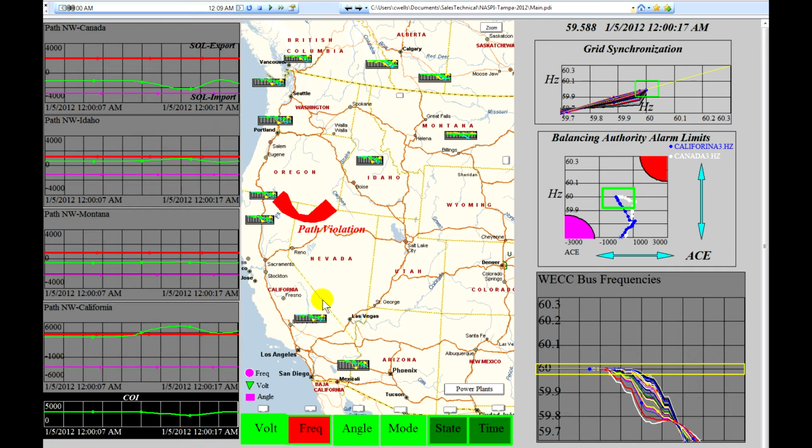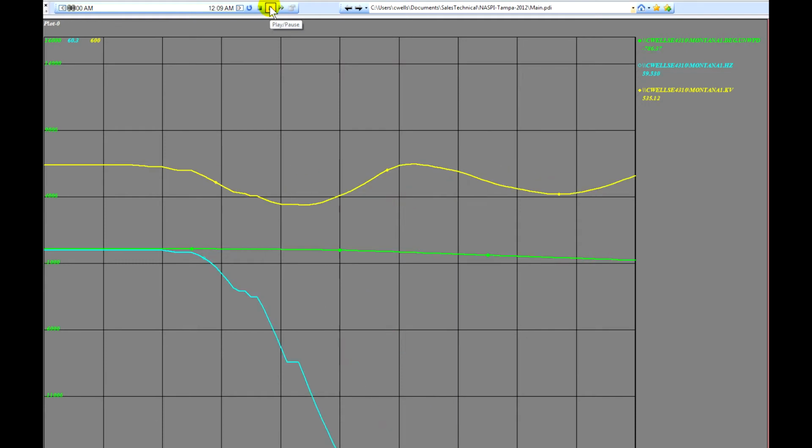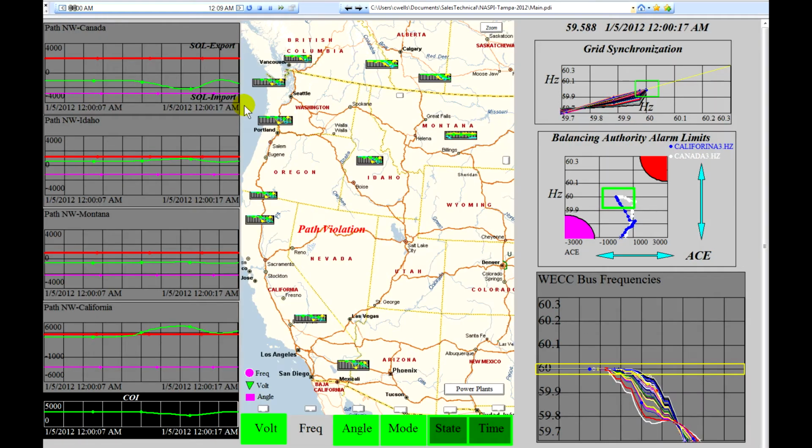The operator can click on any of the small icons to bring up current display and show the behavior of the system in real time. He simply double clicks to go back.